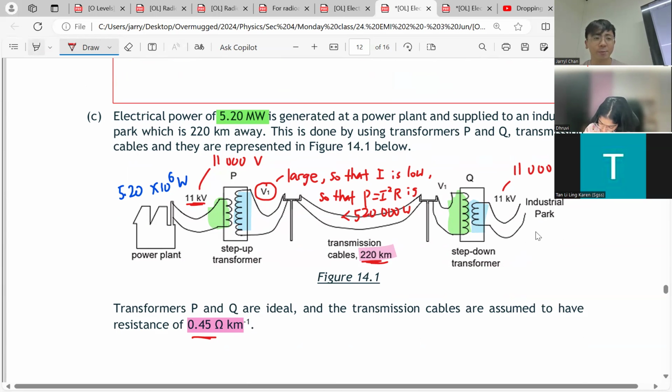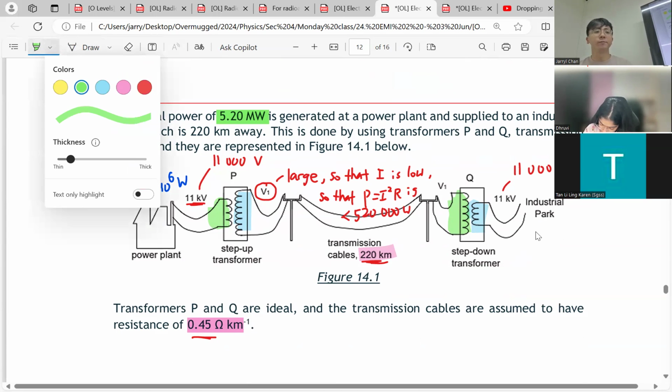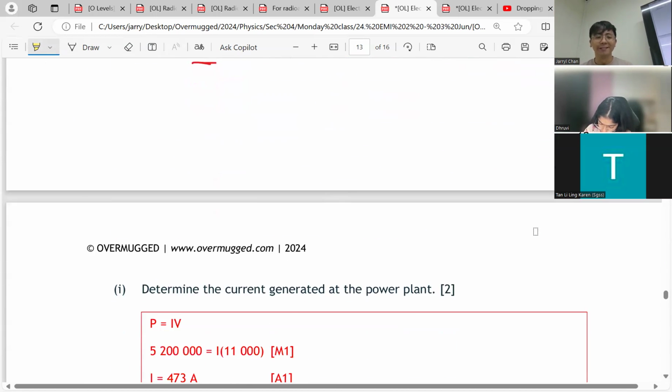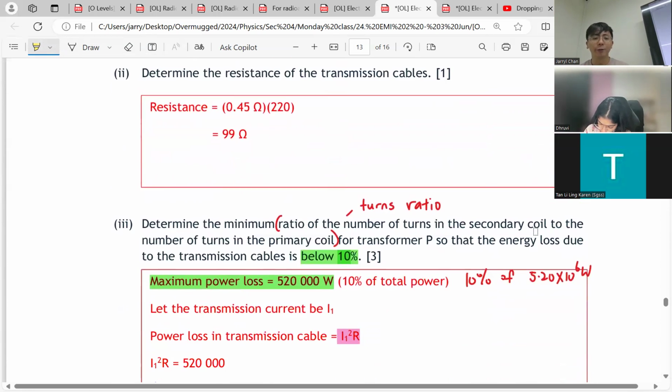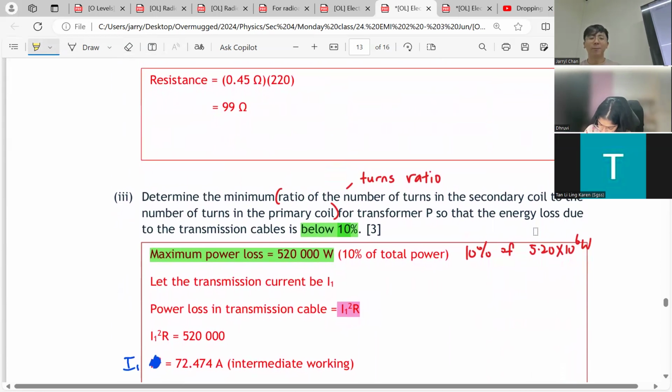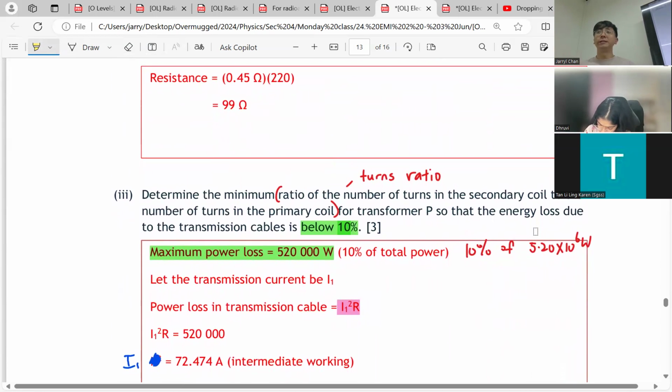Appreciate this first before we jump into the values themselves, otherwise the values might not make any sense to you. So what am I trying to do? I'm trying to make sure that I have a turns ratio that is large enough so that this V1 makes the current very small. See where we're going with this. Next part, therefore, I want to find out the I squared R equals 520,000. How much current do I actually need?